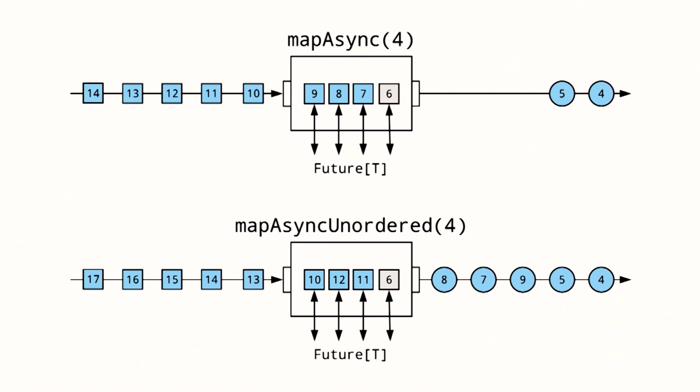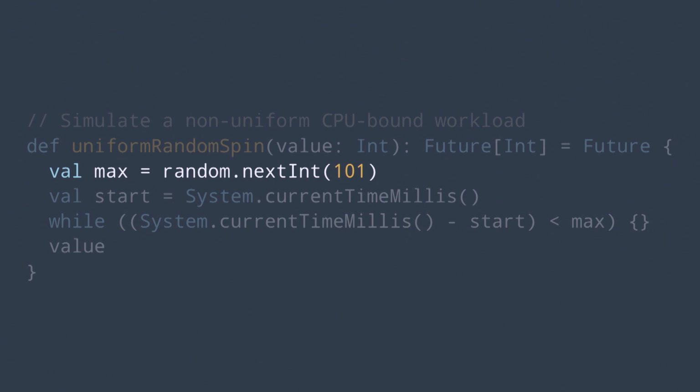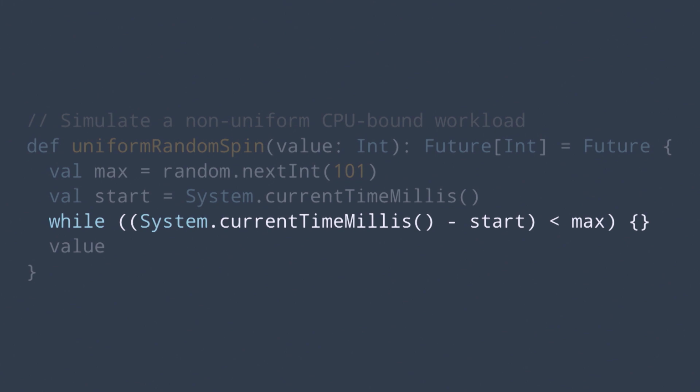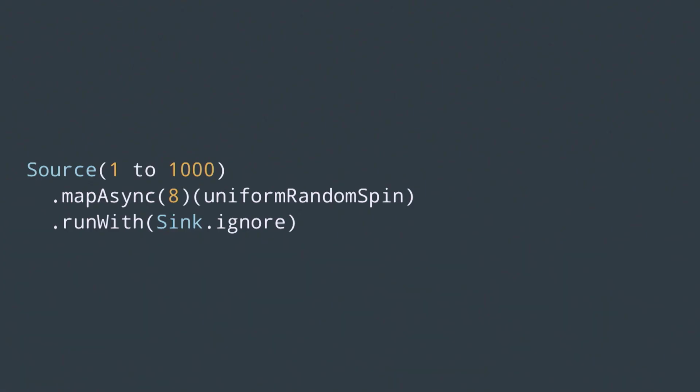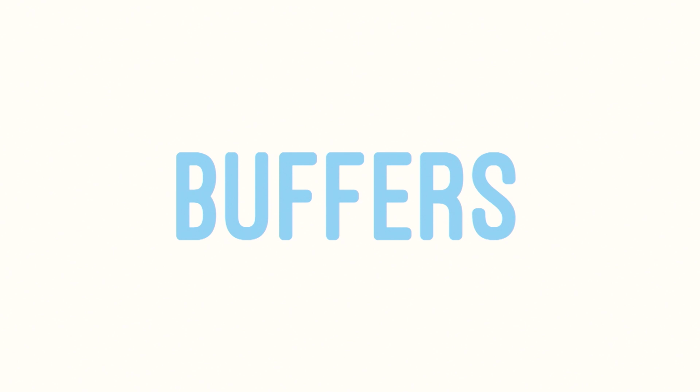And to demonstrate this, instead of that spin function I was using so far, consider this non-uniform version that's going to pick a random number of milliseconds between 0 and 100 and then consume CPU for that long. This stream that runs that non-uniform CPU-bound workload will run faster if the mapAsync stage is replaced by the unordered version. And the more variation that you have in that non-uniform workload, the more dramatic this effect will be. And it's especially dramatic if there's a really small number of events in the stream that take an extraordinary amount of time to process.